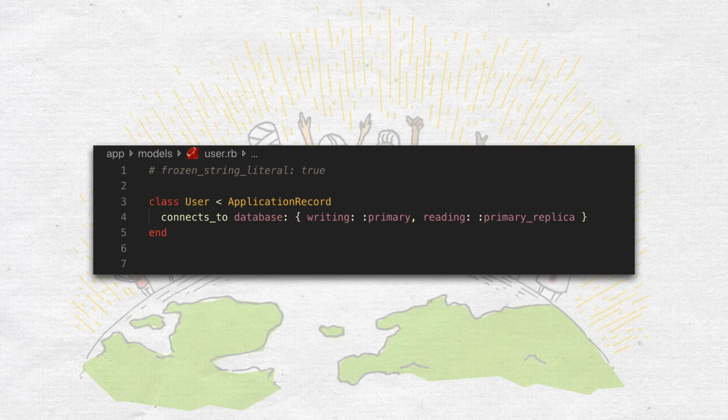And then within your model, you now have a connects_to, and when you specify database, you can then pass in two different arguments. For writing, you would select whichever database you want to be your primary for writing the data, and then you can have a reading database, which is going to be just for any kind of selects or pulls from data.